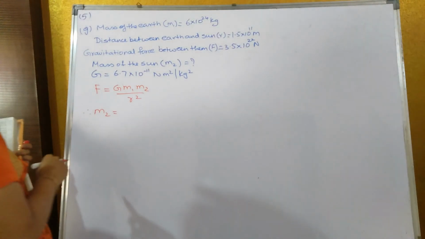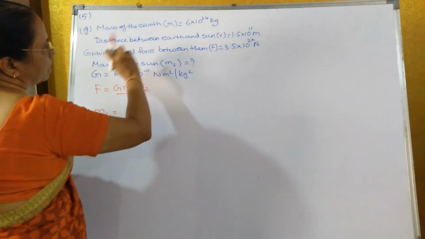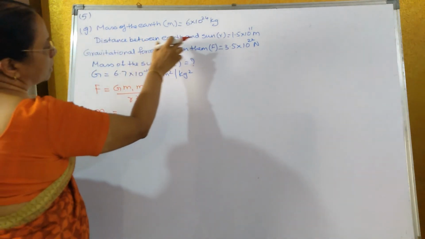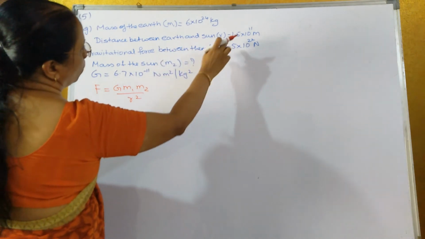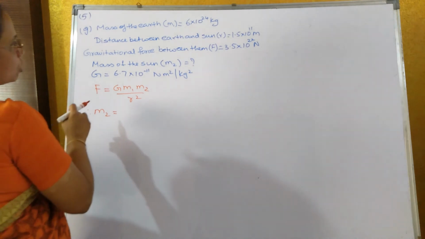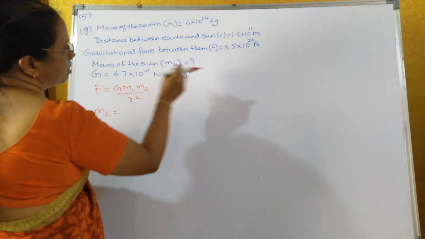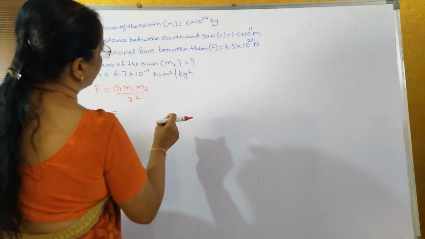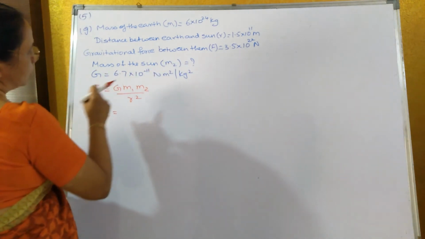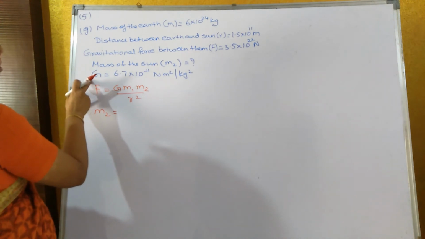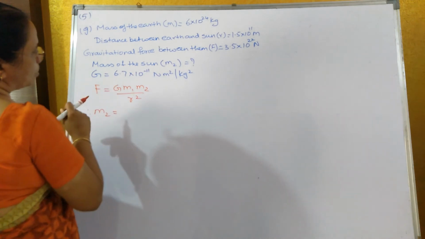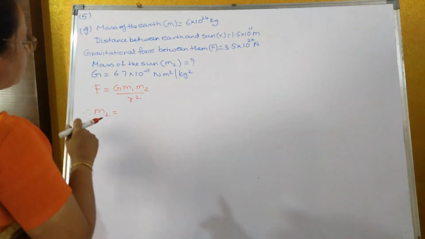Now the last sum, mass of the Earth is given, m1 is equal to 6 into 10 to the power of 24 kg. Distance between the Earth and the Sun, let us take that as r, 1.5 into 10 to the power of 11 meter. And gravitational force between the Earth and the Sun is 3.5 into 10 to the power of 22 Newton. Mass of the Sun we have to find out, m2 is equal to question mark. G, the universal gravitational constant, is 6.7 into 10 to the power of minus 11 Newton meter square per kg square.